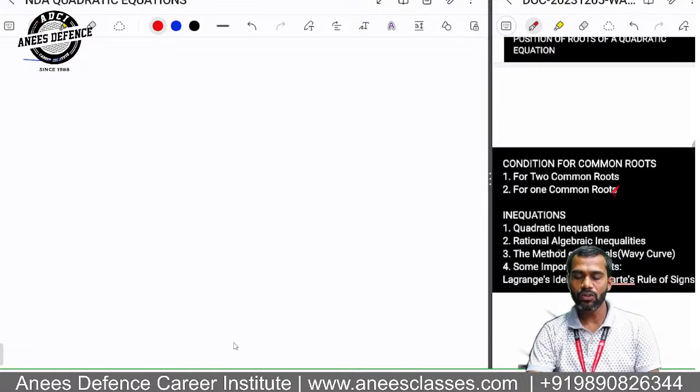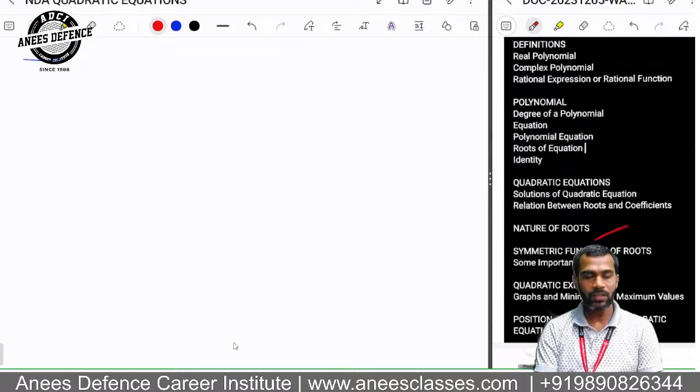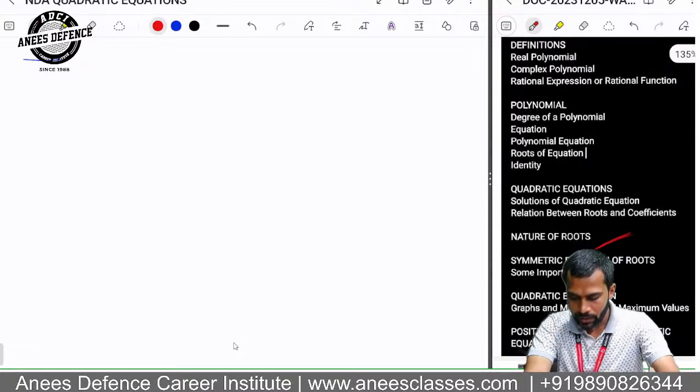Now then we'll see inequations, quadratic inequalities, rational algebraic inequalities, and then method of intervals, wavy curve. We'll see some important results, some identities, Descartes rule, everything we'll see. Yes or no? So basically, the last topic, Lagrange's identity and Descartes rule, is not there in NDA syllabus, I guess, but it is there in JEE syllabus. So questions are asked from this in JEE. So we'll see at the end. But rest of the things, everything is there in NDA. Yes or no? So please note it down. Yes, online students, are you getting or not?